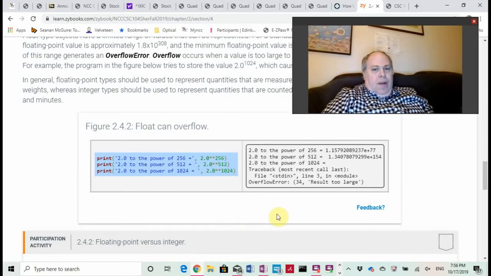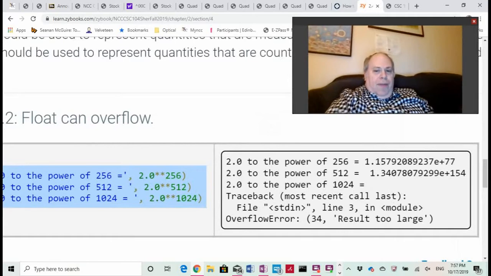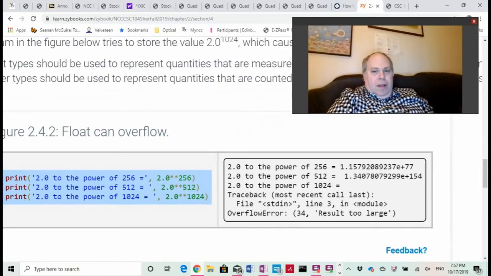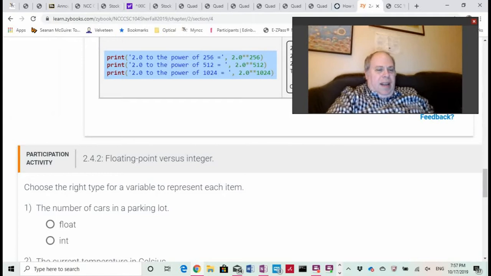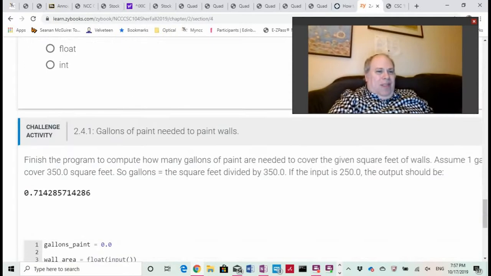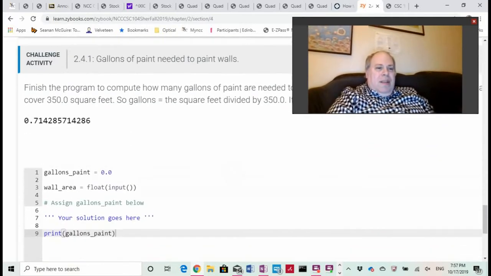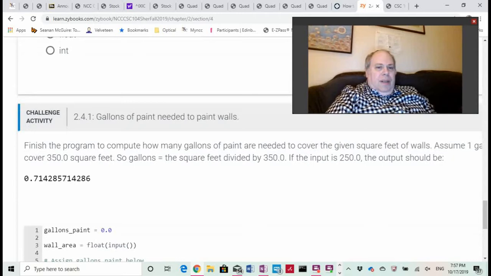Right? So we can send 2 to various powers. If we try to take 2 to the 1024, that will cause an overflow. It's too big. Don't worry about that. That is almost impossible to pull off. That's why we use these kinds of numbers. Okay?